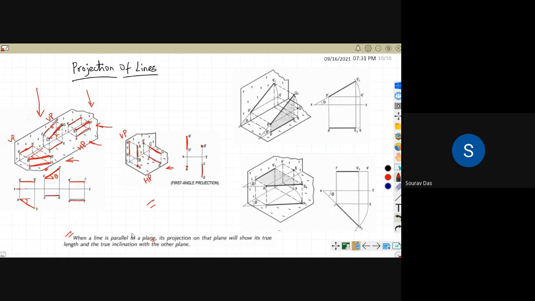So when a line is parallel to the plane, its projection on that plane will show the true length. This will be applicable for all the cases. Here you see this line is parallel to the horizontal plane, so its projection on the horizontal plane, that means the top view, will show the true length of the line. And here when the line is parallel to the vertical plane, its projection on the vertical plane, that means the front view of the line, will show the true length of the line.